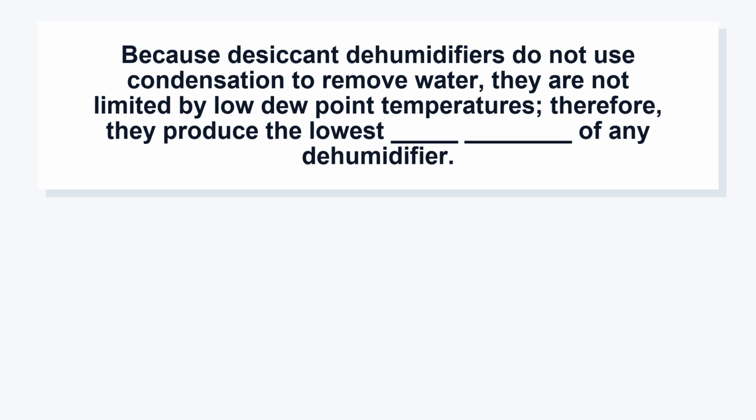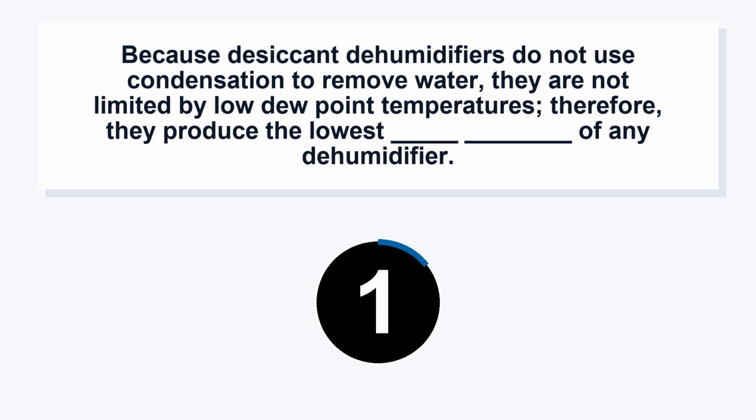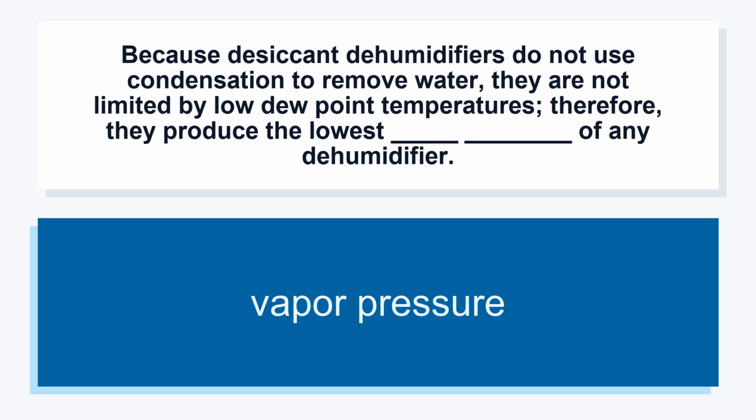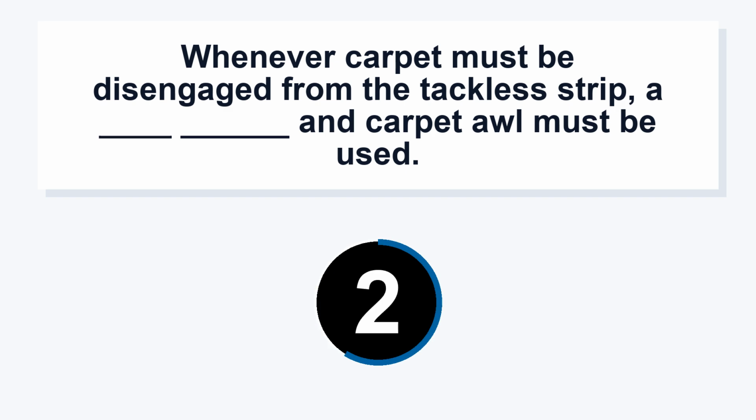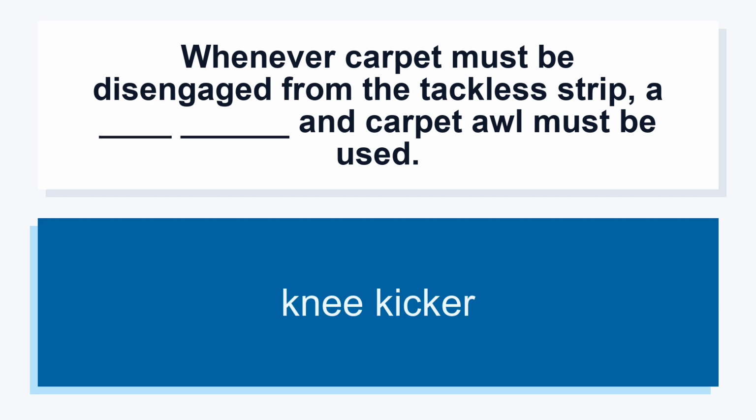Because desiccant dehumidifiers do not use condensation to remove water, they are not limited by low dew point temperatures, therefore, they produce the lowest vapor pressure of any dehumidifier. Vapor pressure. Whenever carpet must be disengaged from the tackless strip, a knee kicker and carpet all must be used. Knee kicker.